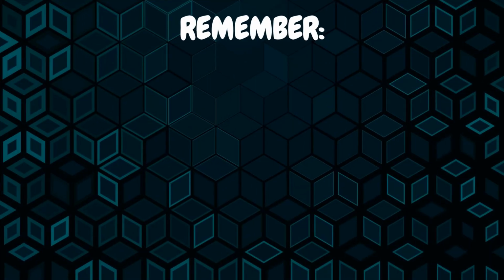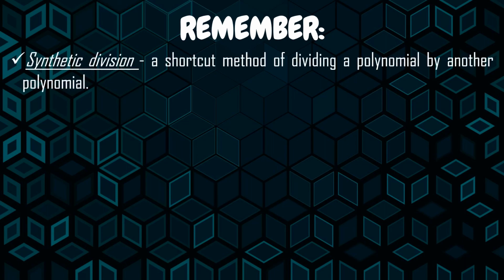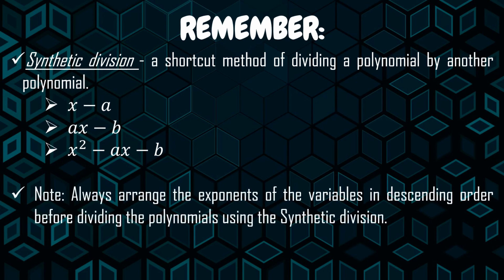So let us now summarize what is synthetic division. Synthetic division is a shortcut method of dividing a polynomial by another polynomial. We have the given divisors x minus a, ax minus b, and x squared minus ax minus b. Remember to always arrange the exponents of the variables in descending order before dividing the polynomials using synthetic division.